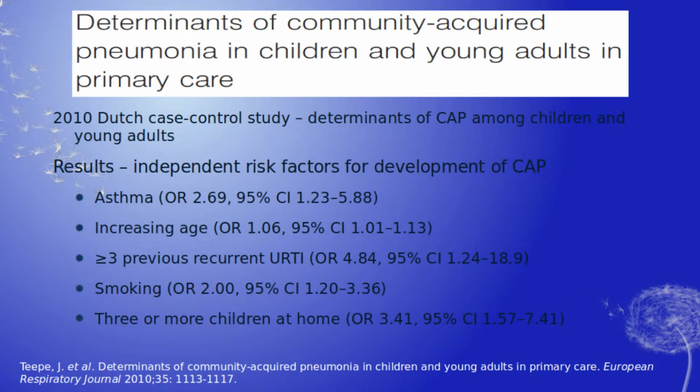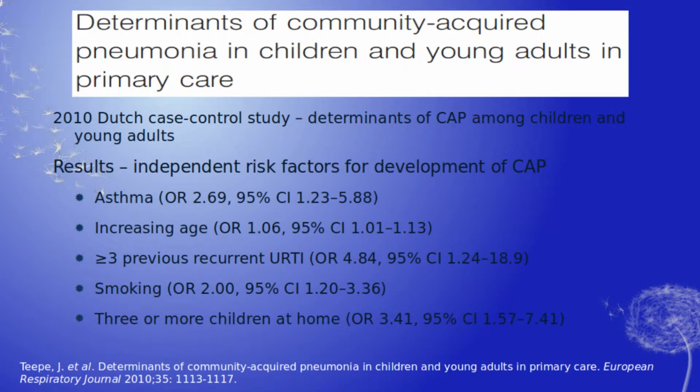And more specifically, when you actually break it down into age groups, as expected, very low mortality among young adults, and as you get increasing in age, your mortality increases substantially. So what we wanted to see was why do young people get pneumonia in the first place? A study that was done in 2010 wanted to look at what the determinants were of community-acquired pneumonia in previously healthy young adults and children.